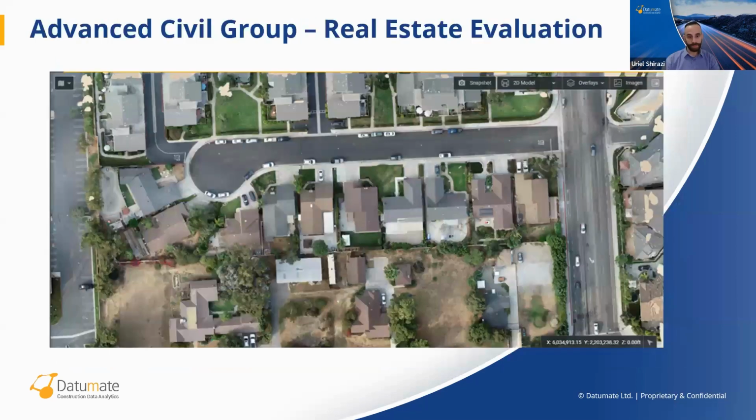Good example. Another example we have is of Advanced Civil Group, a real estate evaluation. So the Advanced Civil Group in Southern California uses Datumate on more than 30 different projects in parallel. One of these projects, located in Huntington Beach, belongs to the Olson Group, one of the largest home builders in Southern California. Steve Austin, president of ACG, explained that the imagery taken would be presented to the owners so that they could make an informed decision about whether the property was good value for the money and what the next steps for the construction would be.